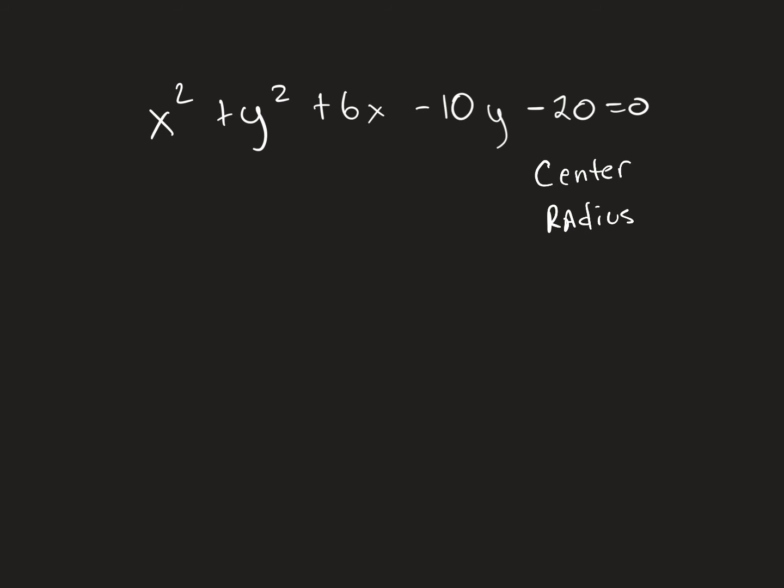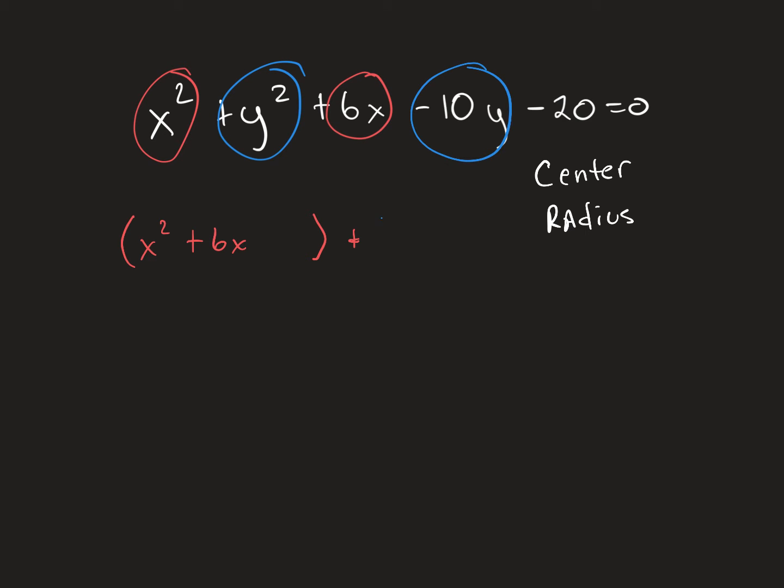So the first thing I'm going to do is take my x's and group them. So I've got x squared plus 6x, and I'm going to leave a space so I can complete the square, plus, and then I'm going to take my y's and group them. So I've got y squared minus 10y, leave a space so I can complete the square, and then I'm going to add 20 to both sides up here, and so this will equal 20.